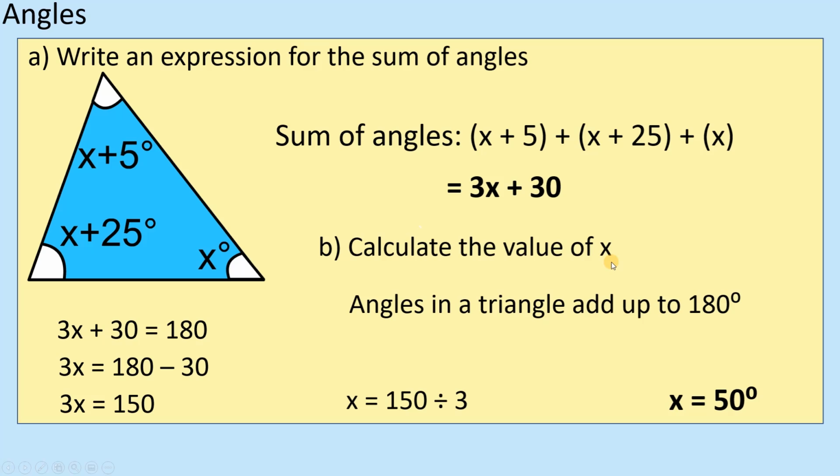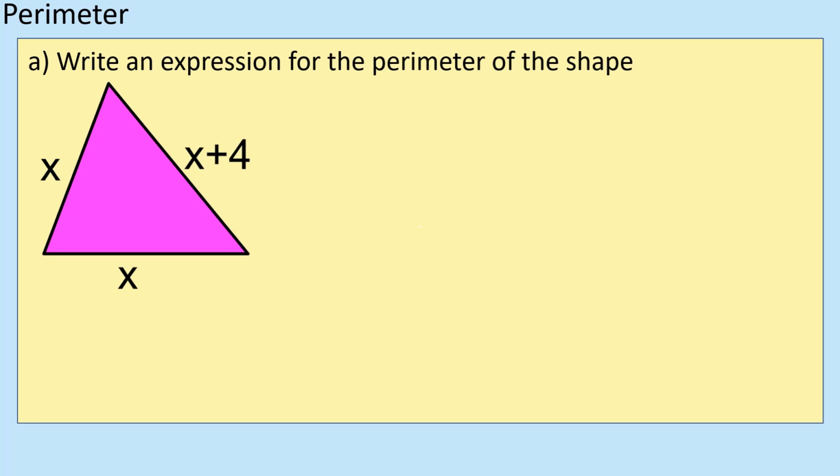That's answered the question. In an exam, they could ask you to work out a specific angle. If they wanted this one at the top here, then of course it'd be 50 plus 5, so that'd be 55. This angle would be 75, and this angle would be 50. Let's move on and look at another example.